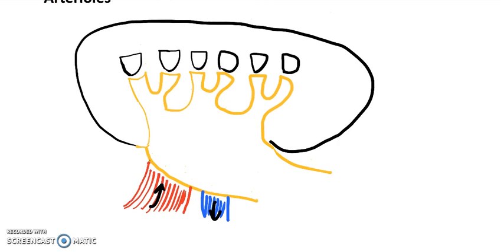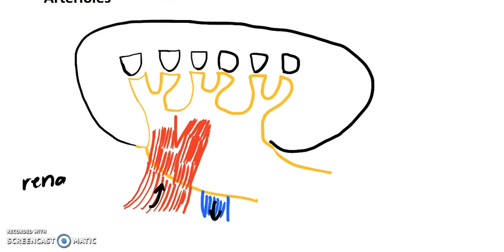Once inside, this starts to branch off. So part of it will go towards the bottom half of the kidney, part of it will go towards the top half of the kidney. So this will go this way, and we're going to focus on this left one here. So again, this would be the renal artery. Once again, this is going to branch off to get even smaller.